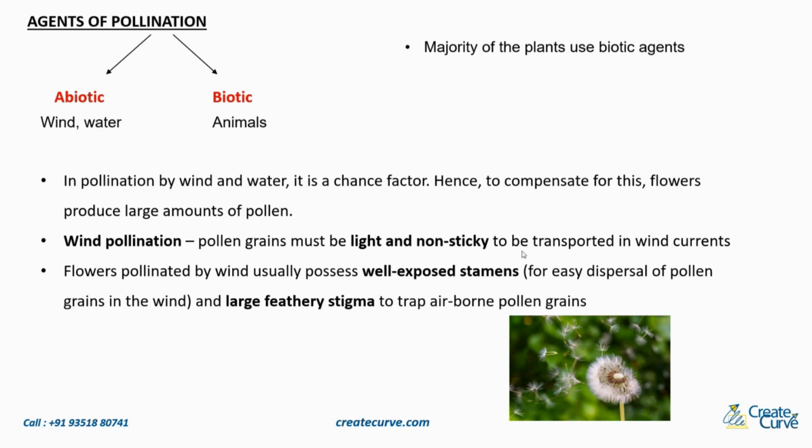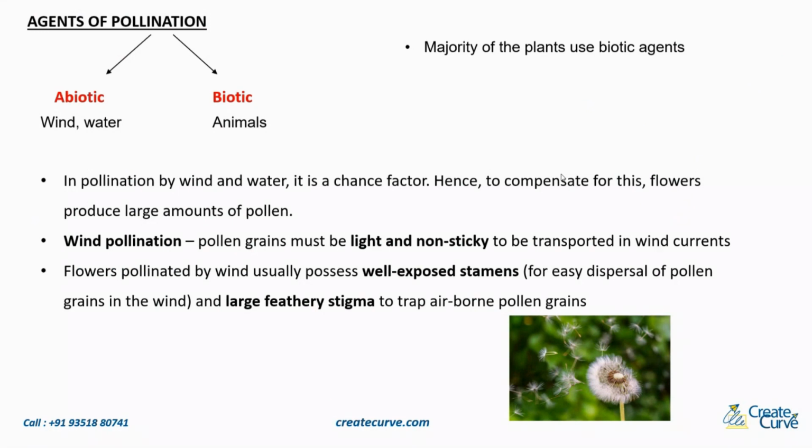Then you have wind pollination, where pollen grains must be light and non-sticky to be transported in wind currents. Light because if it's too heavy, the moment it is released, it may just fall to the ground, right? And we don't want that. Now, flowers pollinated by wind usually possess well-exposed stamens for easy dispersal of pollen grains in the wind and large feathery stigma to trap airborne pollen grains. Is that clear?